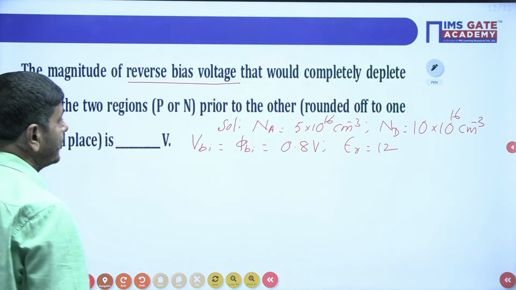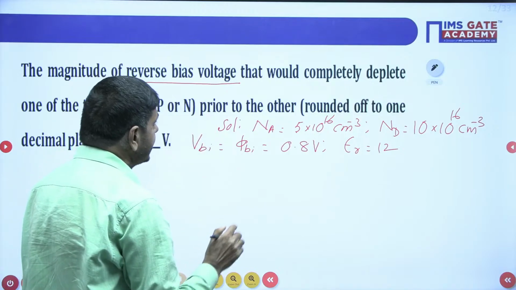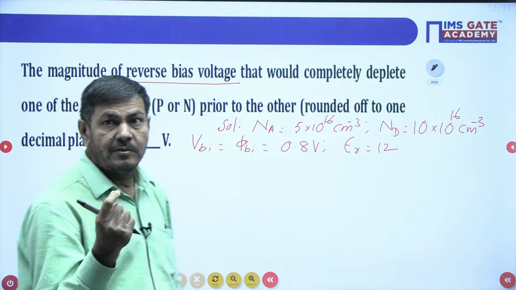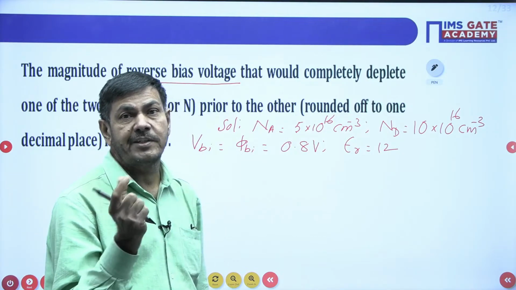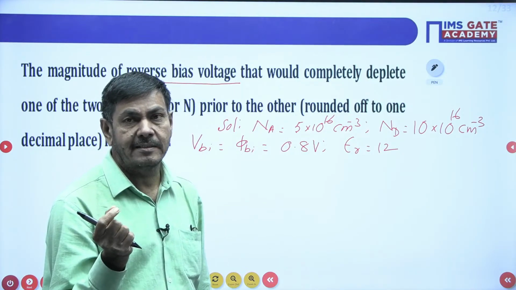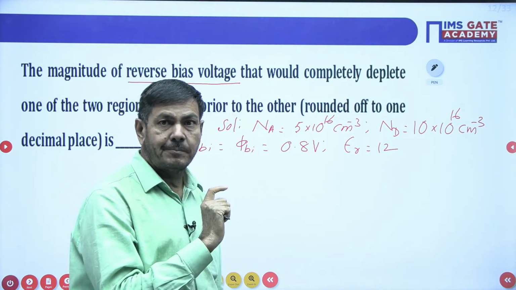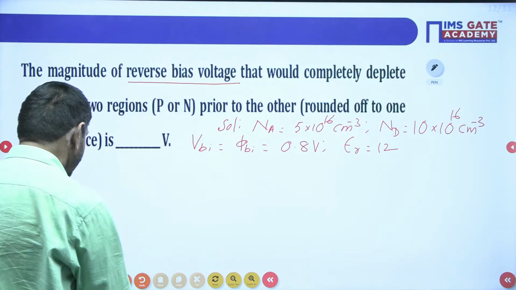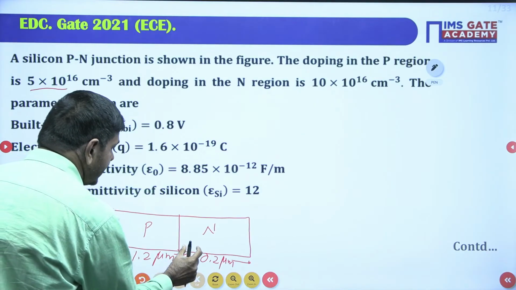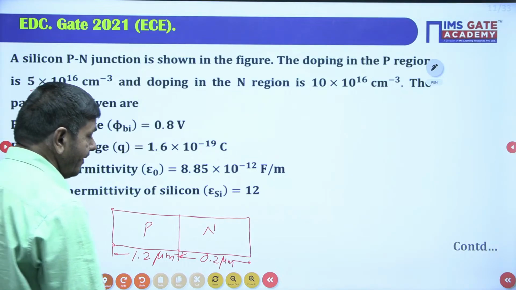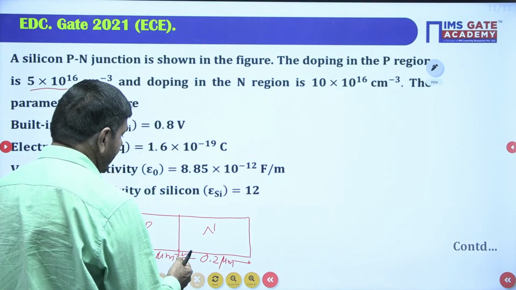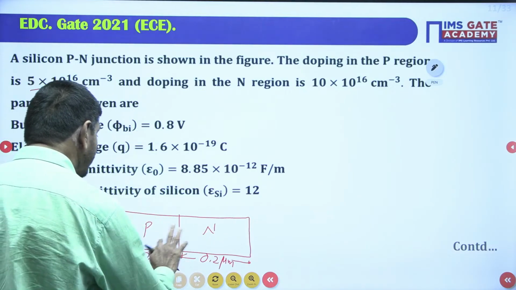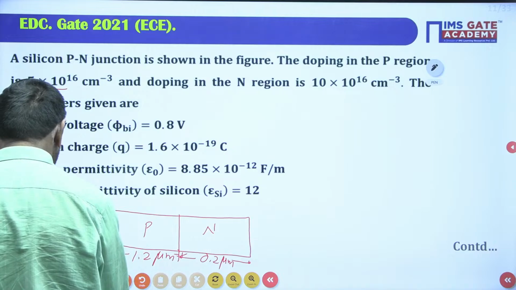If you want to find that reverse bias voltage, initially you need to know the depletion widths in the p-type and n-type. Based upon that we can understand whether the depletion width on this side is more or on this side is more. I will calculate first, then explain clearly. First we have to find out the depletion width.